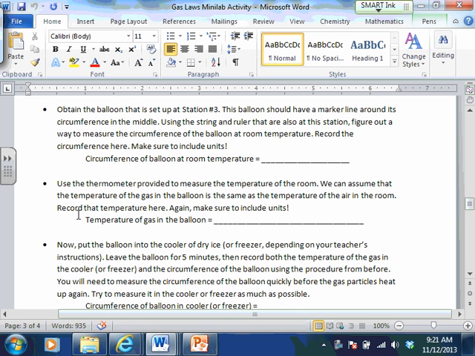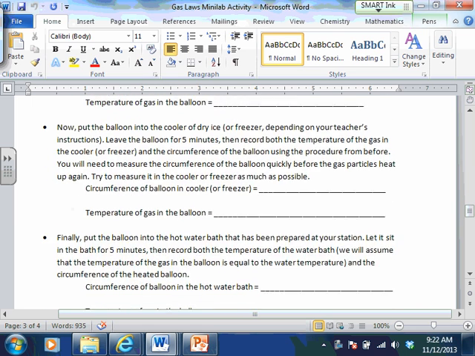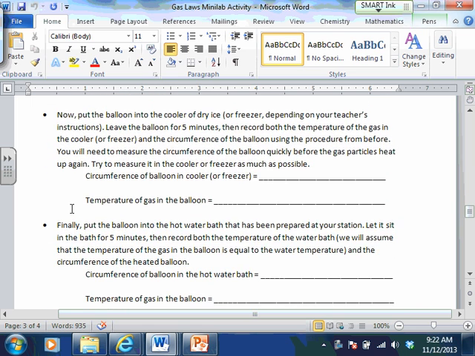So this one, I had a couple of groups that were getting weird data. Don't change your data, okay? It's fine. You're not going to get counted off if your data is weird. But what you should have seen happening here is that the circumference of the gas in the balloon, once you put it in the freezer, it should have gone down, okay?